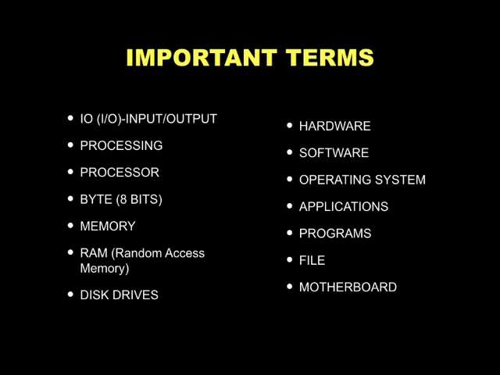Processing is the stage where the input data is manipulated in order to produce meaningful information. Processing is handled by a device inside the computer called a processor. The processor doesn't really know what to do with all that input. Telling the computer what to do is the job of software.